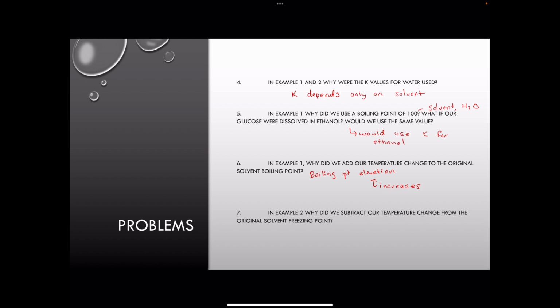Now with example 2, we looked at freezing point. And in that example, we subtracted our temperature change from the original solvent freezing point. And that's because the colligative property is freezing point depression. So depression means to decrease something. And so if we're decreasing, we are subtracting.